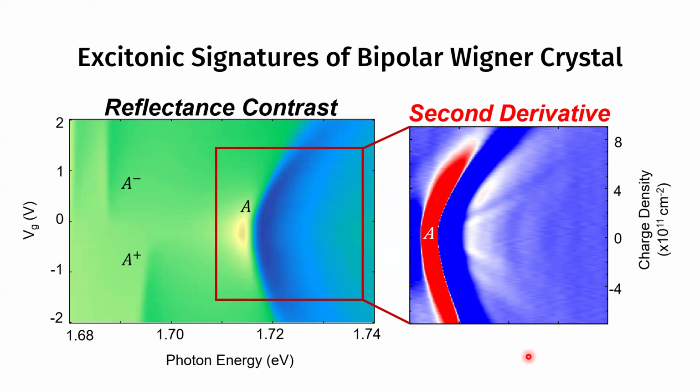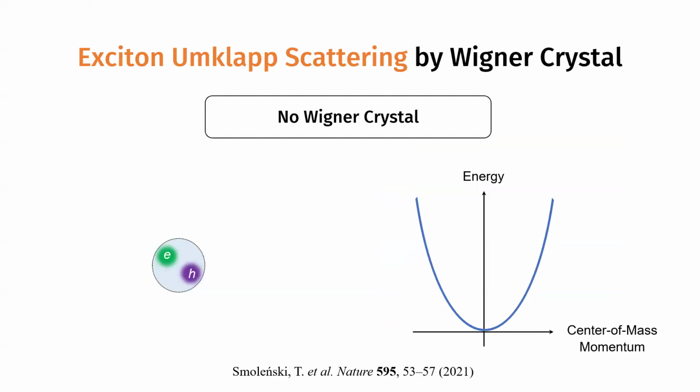Now, allow me to explain how we know these lines are the optical evidence of Wigner crystal formation. So the physical mechanism that causes these lines in our data is exciton Umklapp scattering due to the zone folding effect caused by the additional crystalline periodicity of the Wigner crystal.